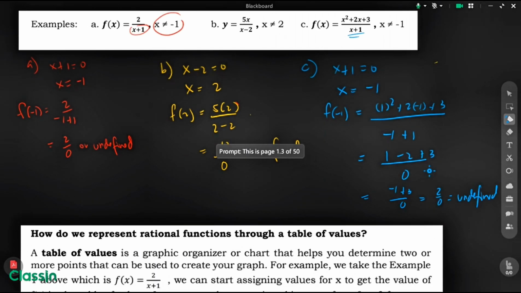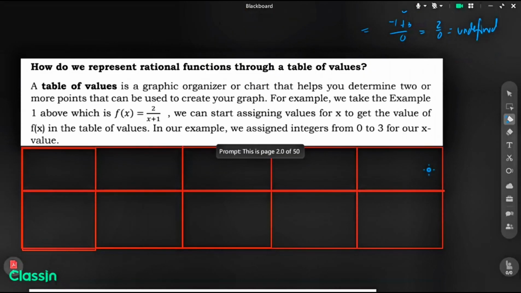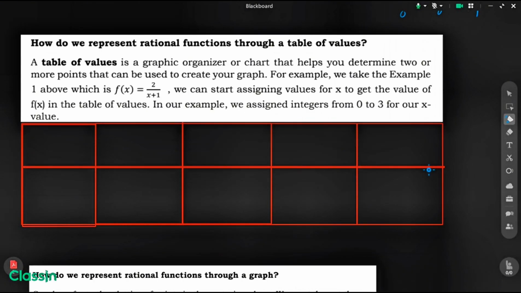Okay, now let's move on. At this moment, we are going to represent rational functions through a table of values. When we say table of values, it is a graphic organizer or chart that helps you determine two or more points that can be used to create your graph.